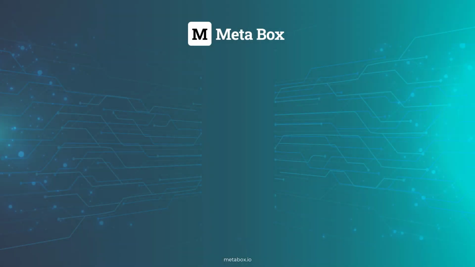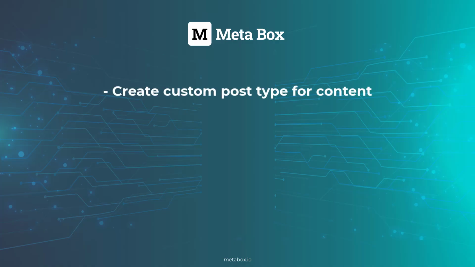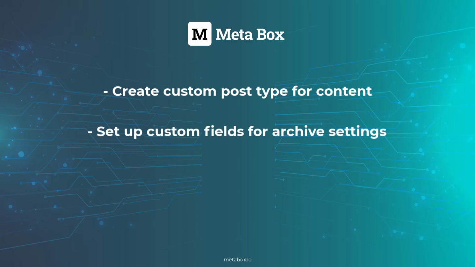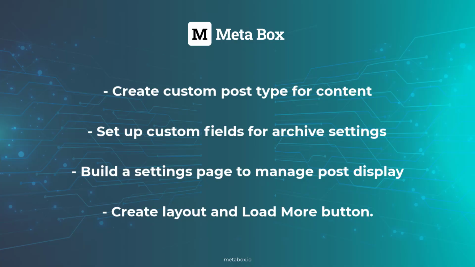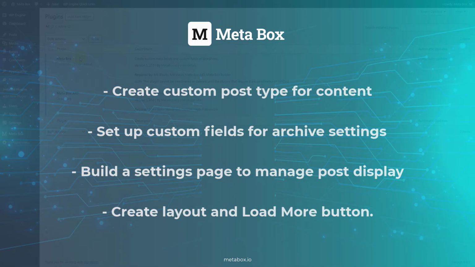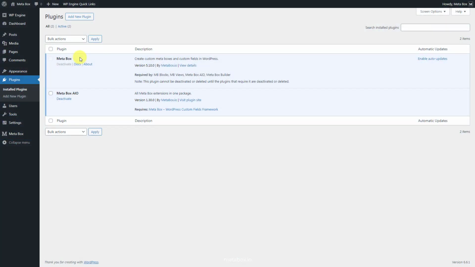Let me tell you the concept we'll follow in this practice. First, create a post type for the content. Set up custom fields to store archive settings, and build a settings page to control how posts are displayed. Then, use the MB Views extension of MetaBox to create a dynamic layout and add a Load More button that works seamlessly with it. For this, I need some tools to make it work.